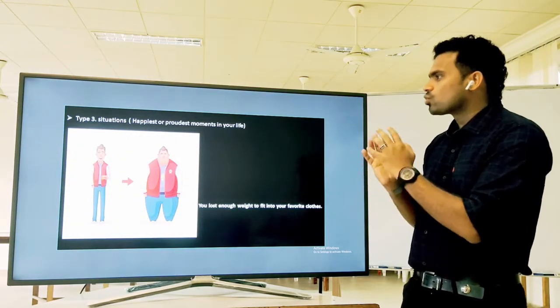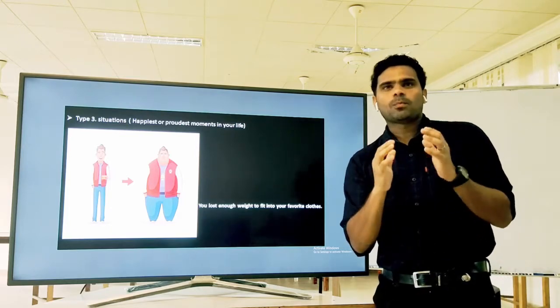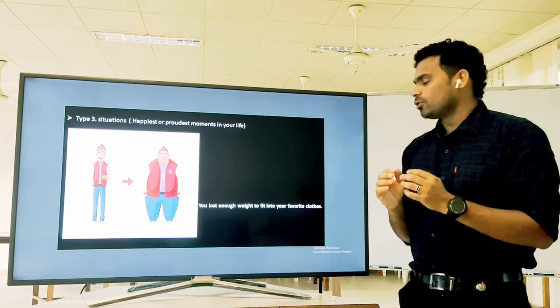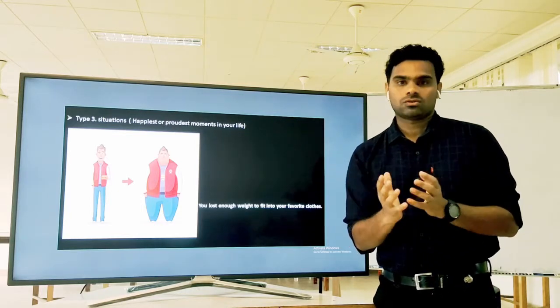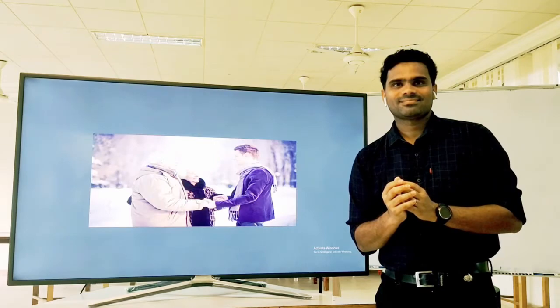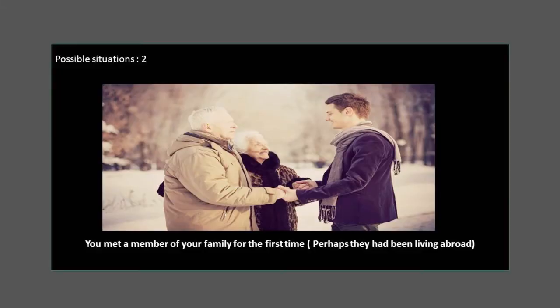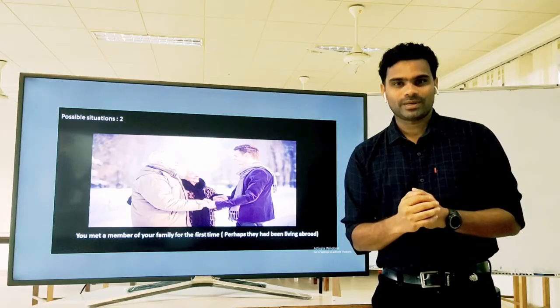Probable situation 3: happiest or proudest moment in your life. Look at that picture. How happy that person is. You lost enough weight to fit into your favorite clothes. See the second picture. You met a member of your family for the first time in your life. Perhaps they had been living abroad. How happy you will be.